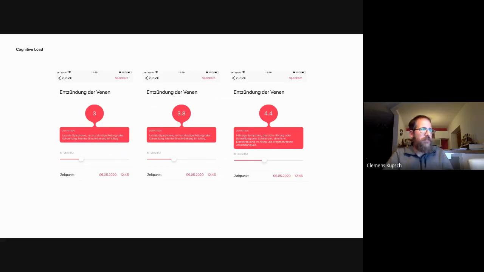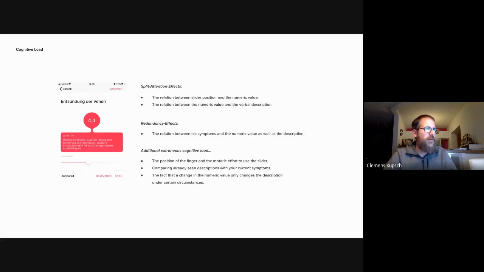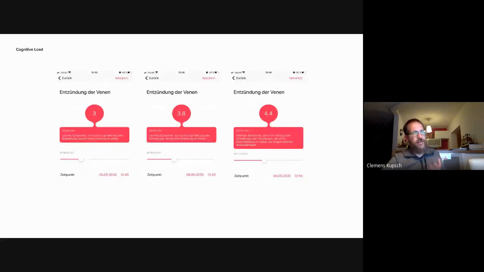And that's what I just mentioned before, for the split attention effect in a more conceptual way. The fact that a change in the numeric value only changes the description under certain circumstances. Once again, I go back. That was a bit of a mess in this app as it was set up initially, because the definition only changes every full 2 steps in these numeric values. So that's something the user has to understand and has to process before he can use that app.